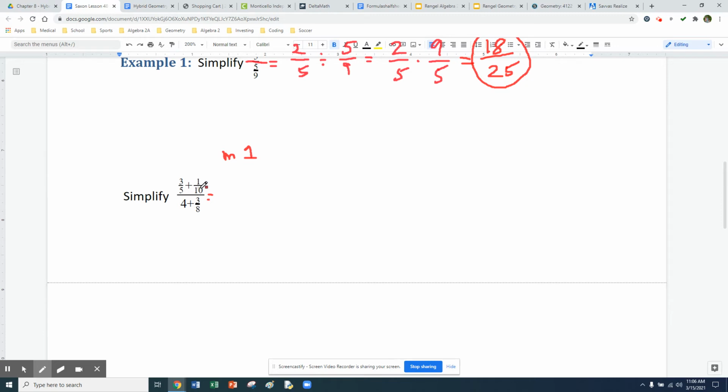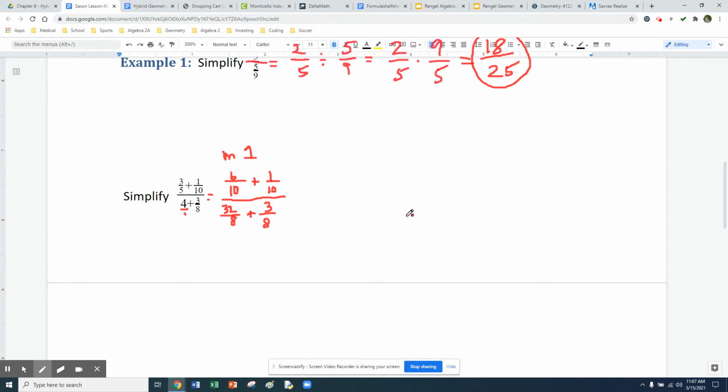Well, looking at 5 and 10, I can make a common denominator of 10. So I'm going to make 6/10 plus 1/10. Down in my denominator, I've got a 4. Remember, there's a little 1 down there. I've got 4 over 1, and then I've got 3/8. Well, I can make both of these eighths. So I'm going to make 32/8 plus 3/8.